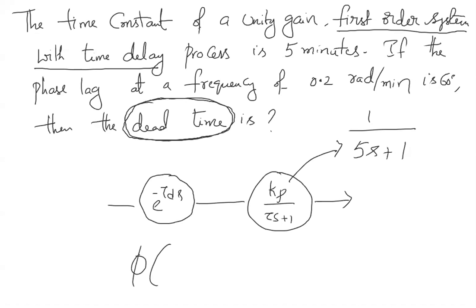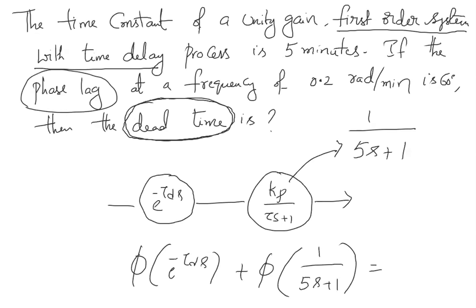Phase angle of e power minus tau d s plus phase angle of 1 by 5s plus 1 is equal to the phase lag he has given. Lag means don't take it directly as 60, it is minus 60. What is the phase angle of e power minus tau d s?